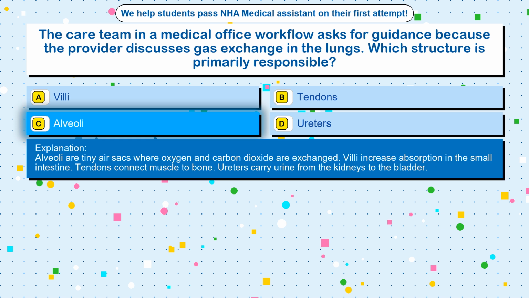Alveoli are tiny air sacs where oxygen and carbon dioxide are exchanged. Villi increase absorption in the small intestine. Tendons connect muscle to bone. Ureters carry urine from the kidneys to the bladder.